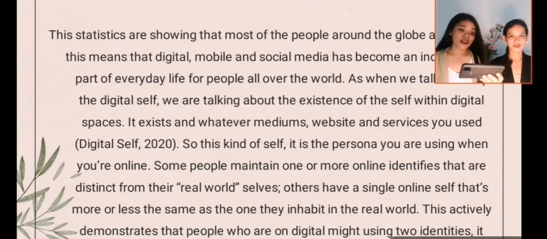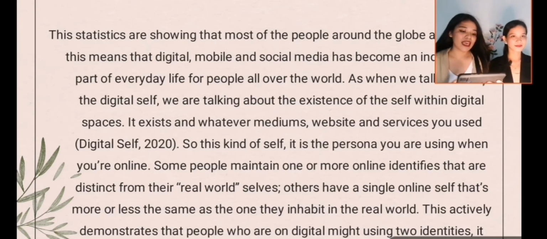So these statistics are showing that most of the people around the globe are on social media. This means that digital, mobile, and social media has become an indispensable part of everyday life for people all over the world. When we talk about the digital self, we are talking about the existence of the self within digital spaces. It exists in whatever mediums, websites, and services you use.